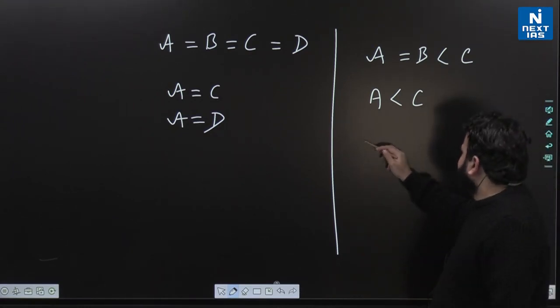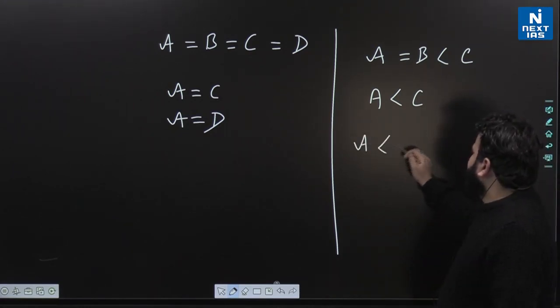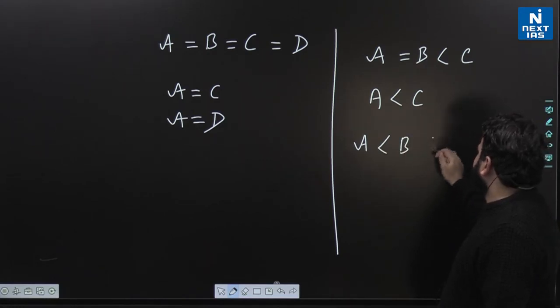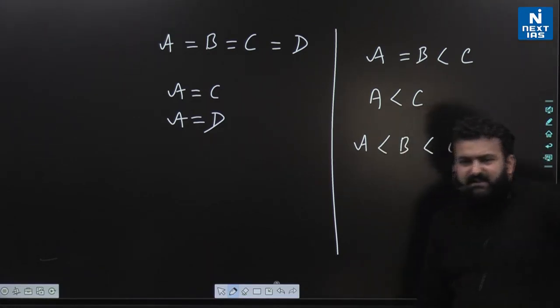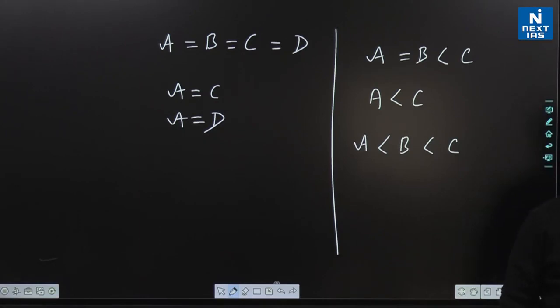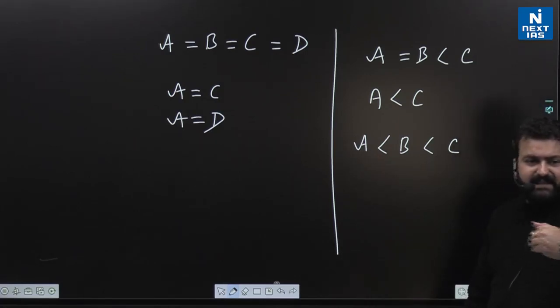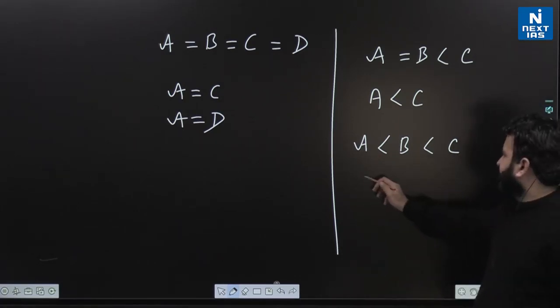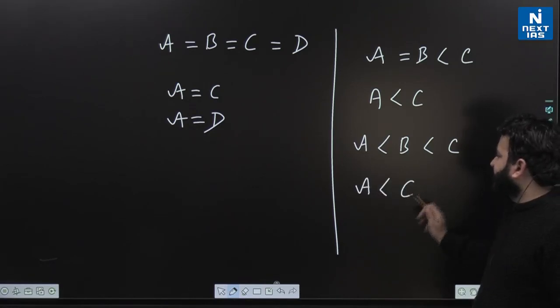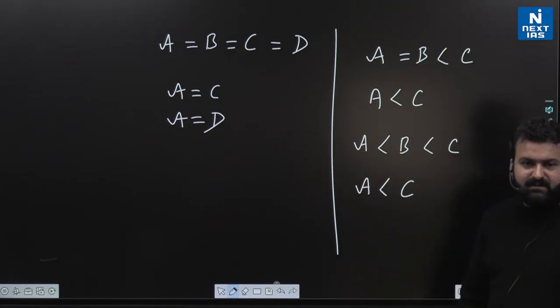Now similarly remember, if A is less than B, B is less than C, then in this case, can we say A will be less than C? All of you, yes or no? Can we say A will be less than C? Yes, definitely we can say A will be less than C. No confusion in this regard.